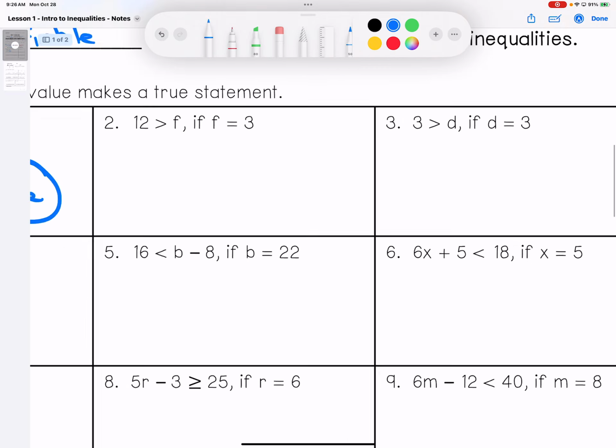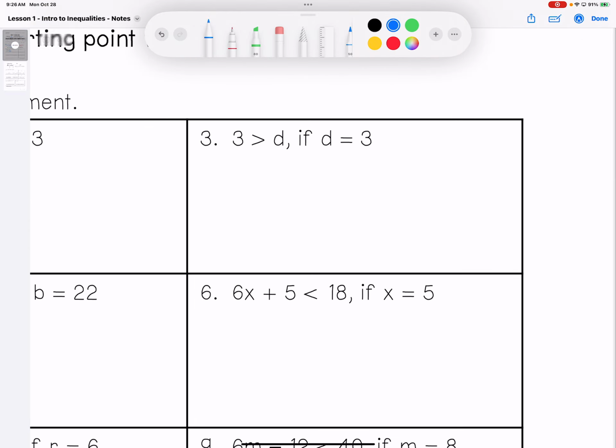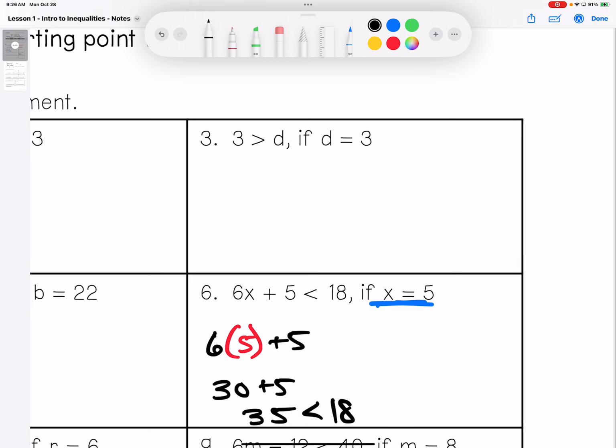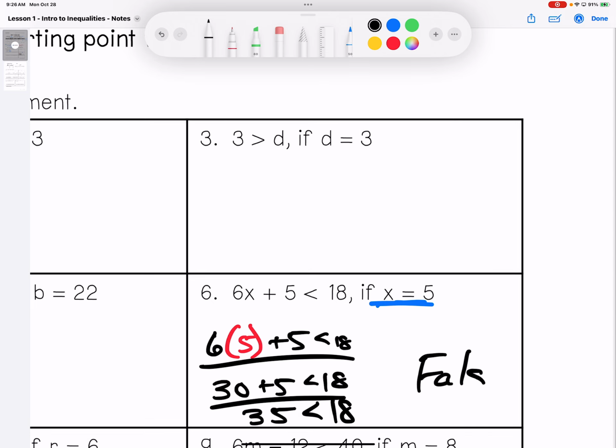I'm going to work out number 6 for you before I let you get started here. I'm going to take 5 and plug it in for x. So I'm going to go 6, plugging 5 in for x. So I'll put it around parentheses, plus 5. 6 times 5 is 30, plus 5 is 35. Is 35 less than 18? There's my steps, by the way. Is 35 less than 18? No, so that is false.